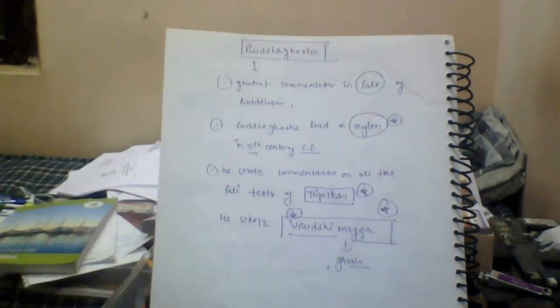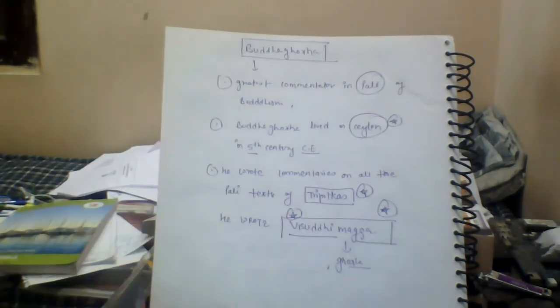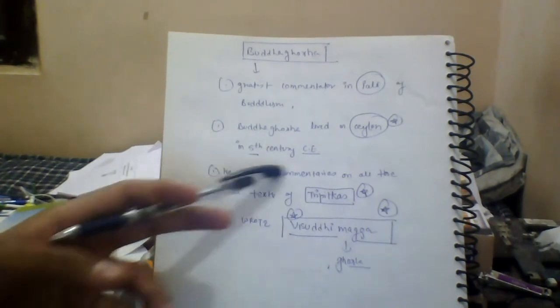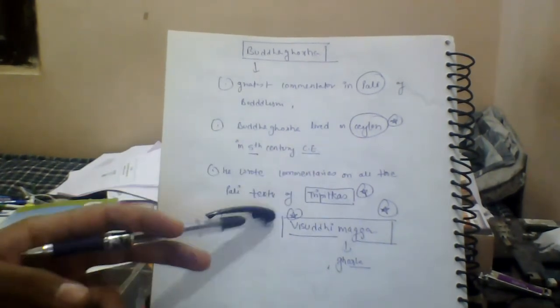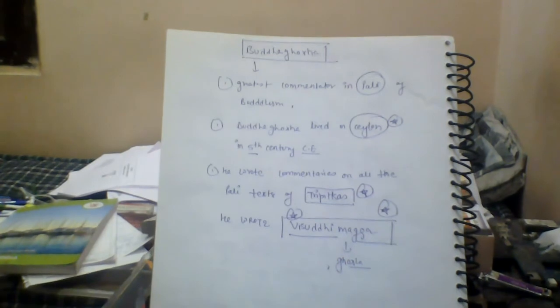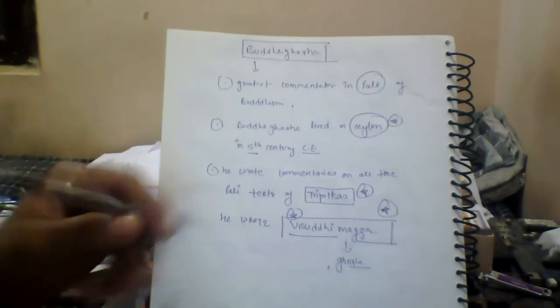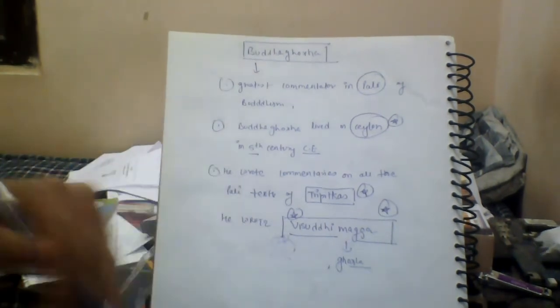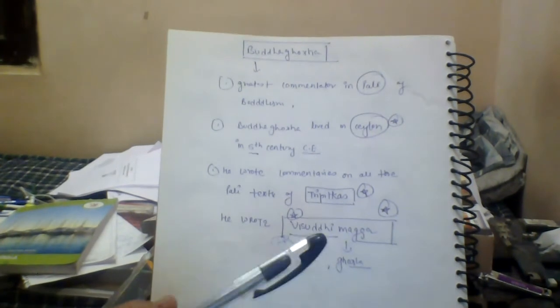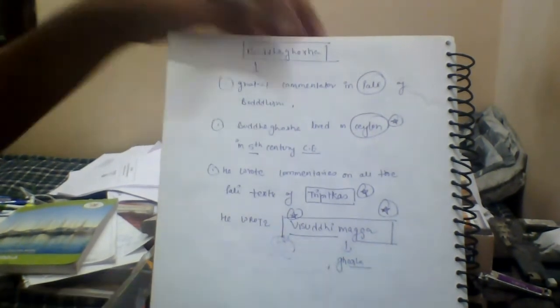He was a great commentator in Pali of Buddhism. He lived in Ceylon. Ceylon is the ancient name of Sri Lanka. Ceylon changed its name to Sri Lanka in 1973. He wrote commentaries on all the Pali texts, like the three Pitakas. He wrote Vishuddhi Magga and books of this kind, and he was a great commentator in Pali. So you have to understand what he has written. This might be a direct question: who wrote Vishuddhi Magga and stuff like that.